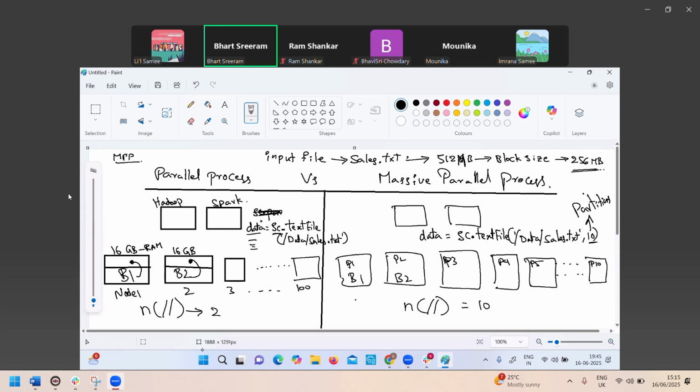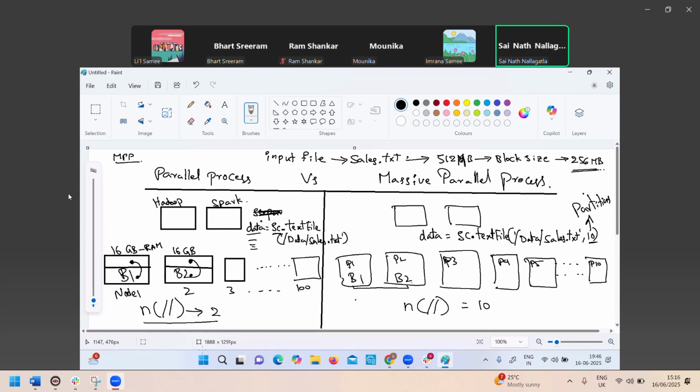Which is faster, left side or right side? Right side, obviously fast. So here, physical data in normal parallel process is available in 2 machines. That's why max number of parallel process is 2 only. But in the case of MPP, physical data is available in 10 nodes, but the number of parallel process is more than 2, right? Yes, sir. I can control it. I can control number of partitions at the time of processing.